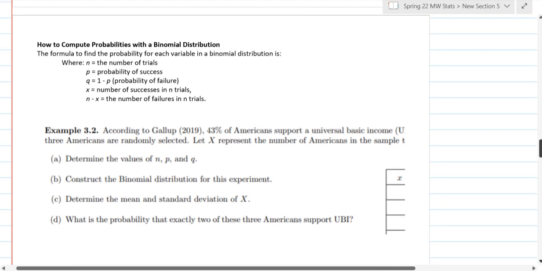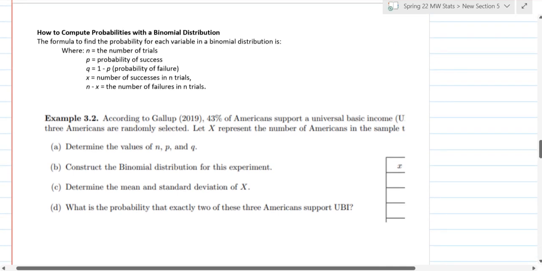Okay, so here is the formula for computing probability with a binomial distribution. All right, so you have P of x, so the probability of x is going to be, you have nCx, so the combination formula, times p to the x times q to the n minus x, and this will be on your formula sheet.